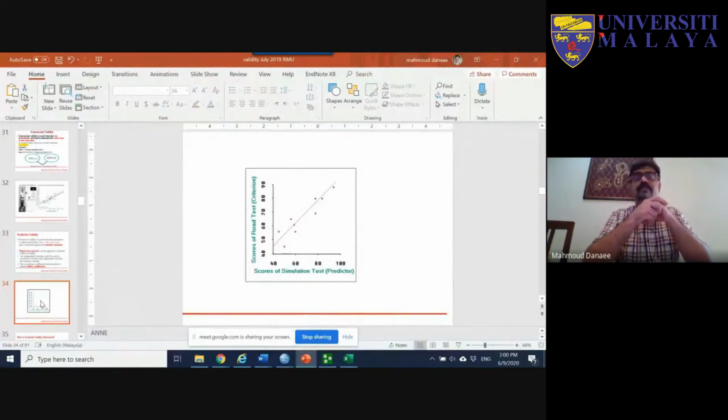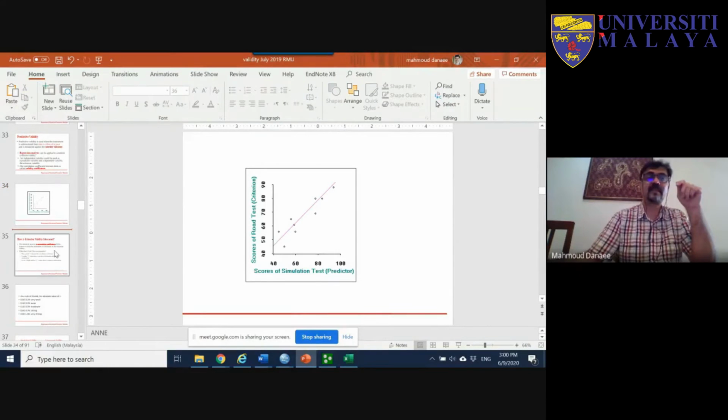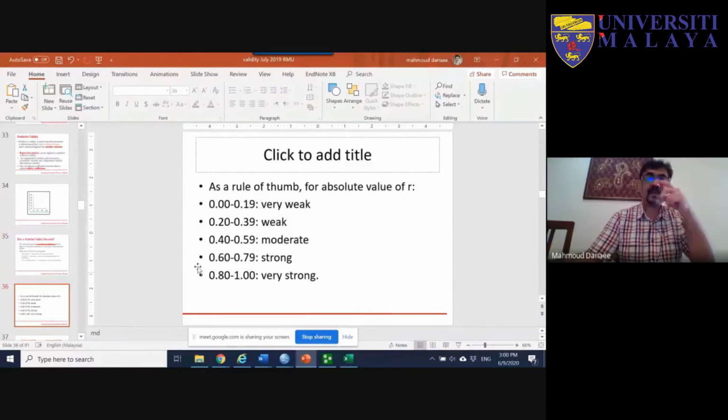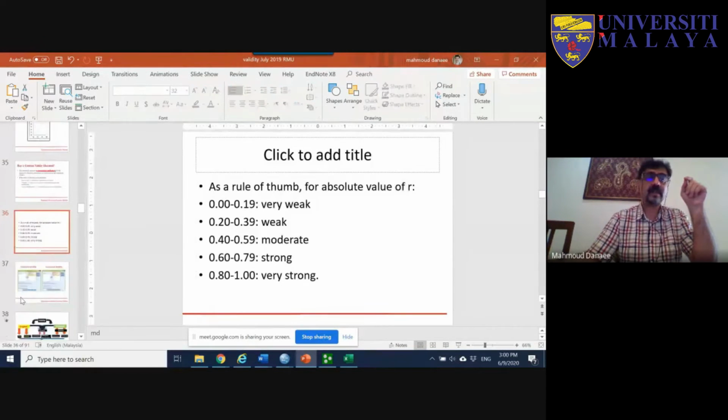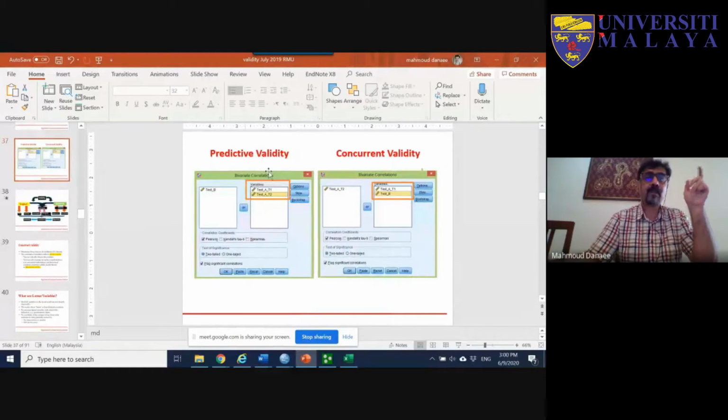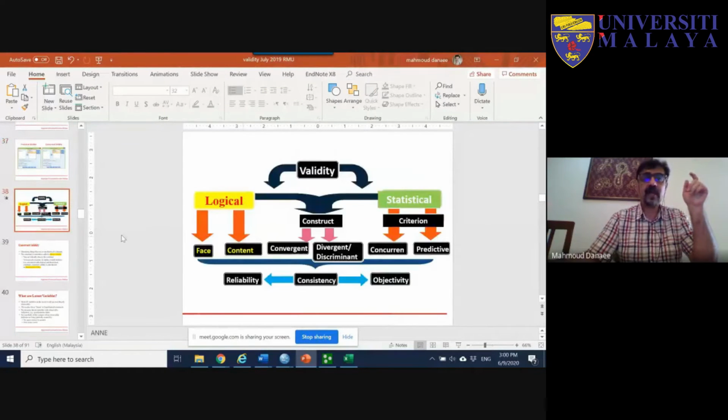Any question? Okay, that's good. So this is the rule of thumb for the interpretation of the R, or correlation coefficient. And this is the slide. So now we move to construct validity.